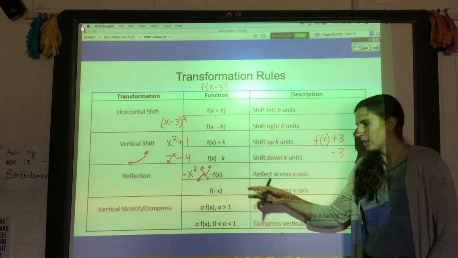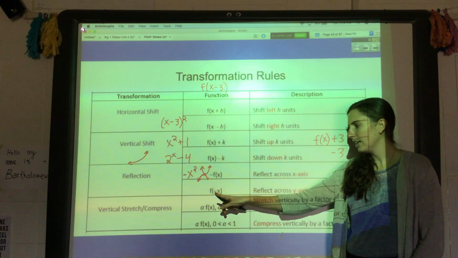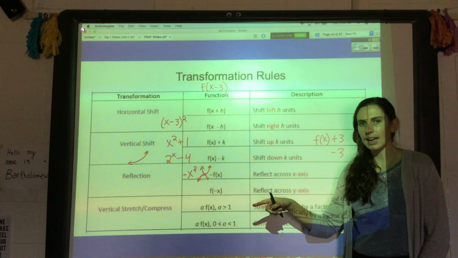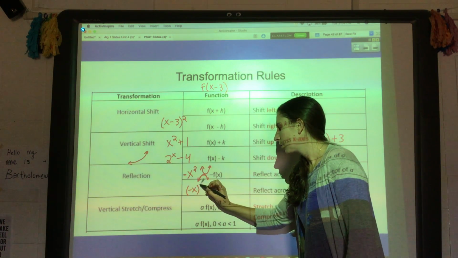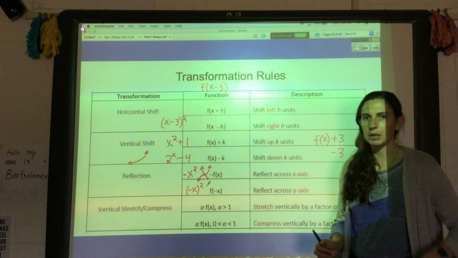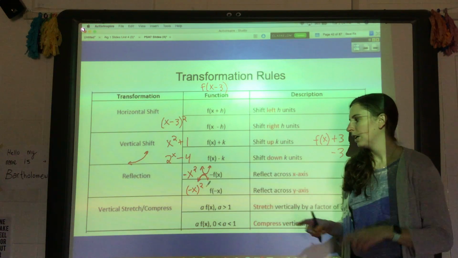This is one we haven't really talked about much, but I thought I'd mention it. If you put a negative inside the parentheses right there with the x, so like let's say I did negative x squared, that actually flips the graph across the y-axis, like vertically.